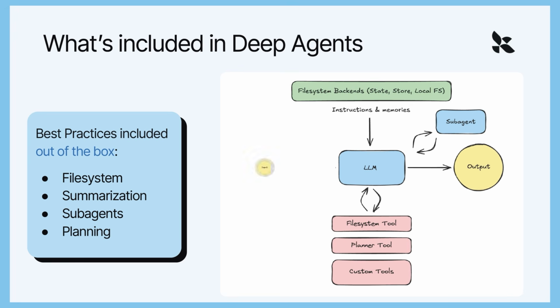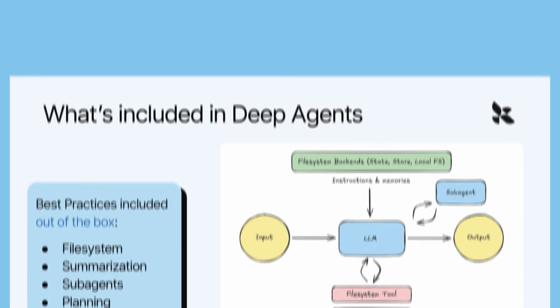And so only the minimal amount of information passes to your model as needed, so you can extend your context window and you can keep your model focused.